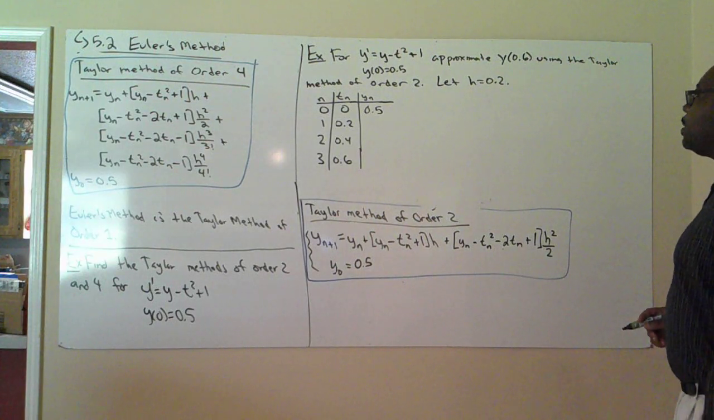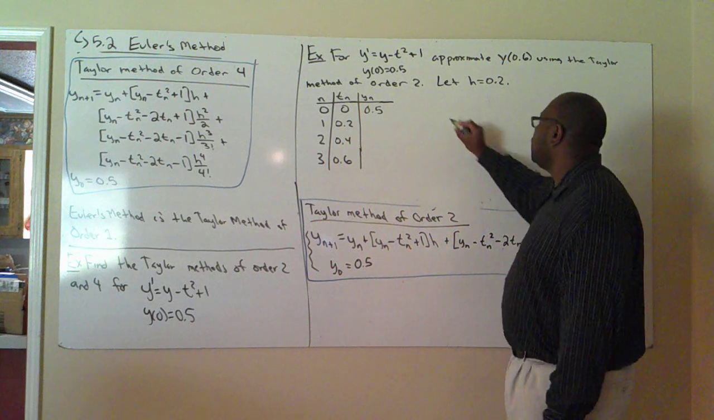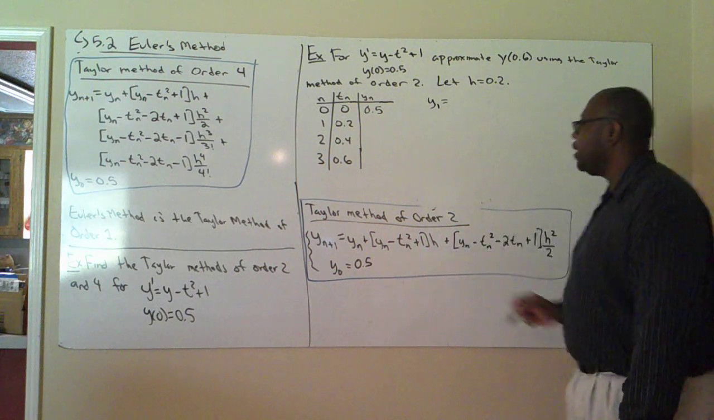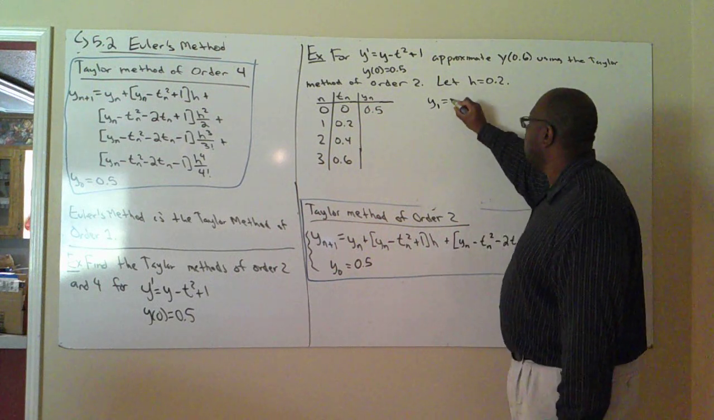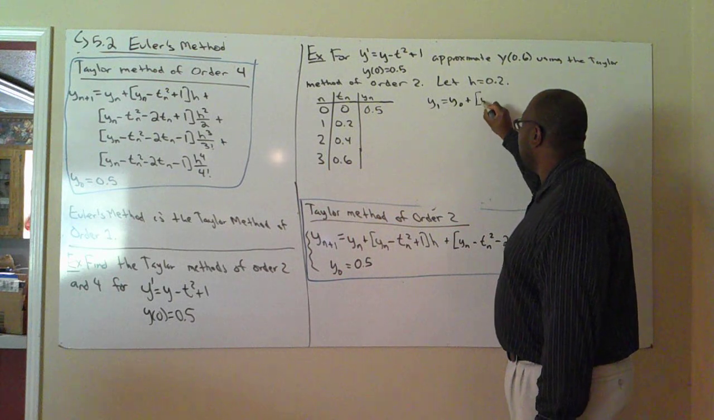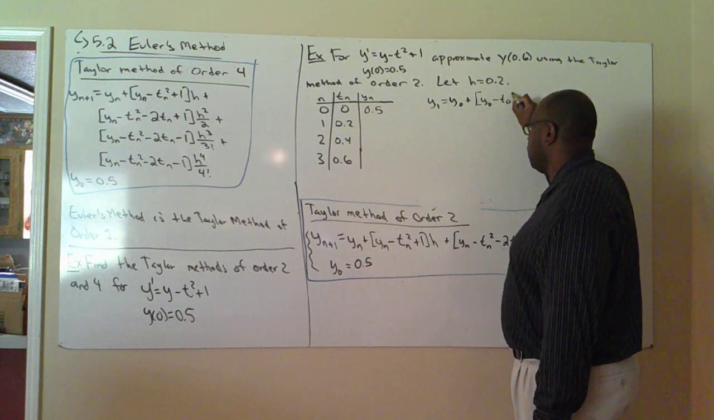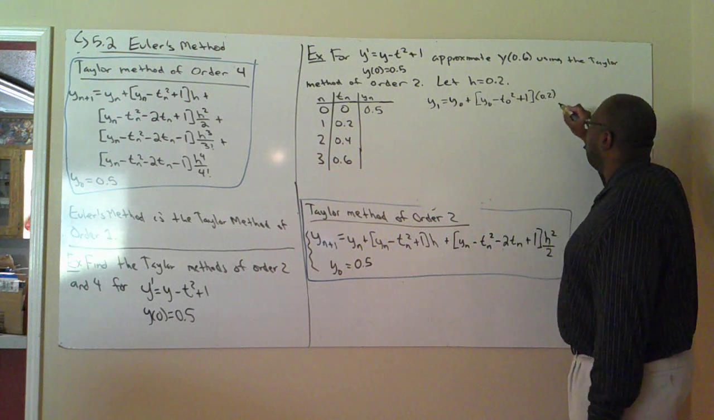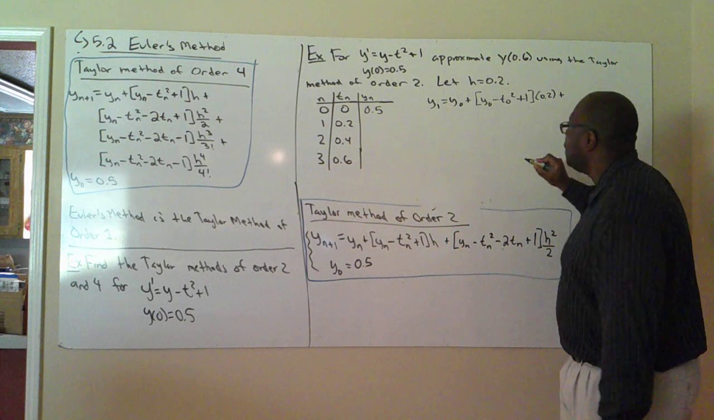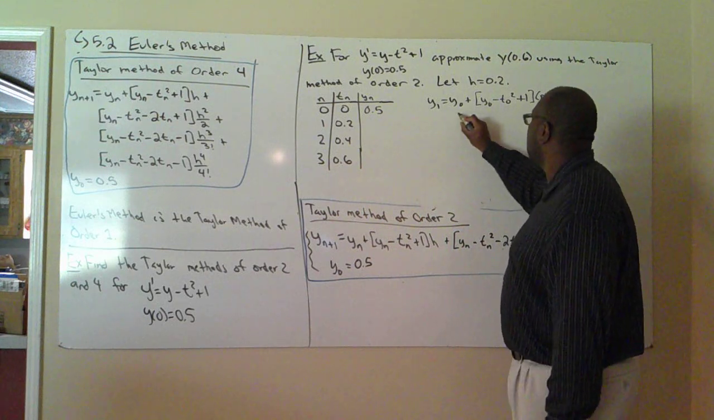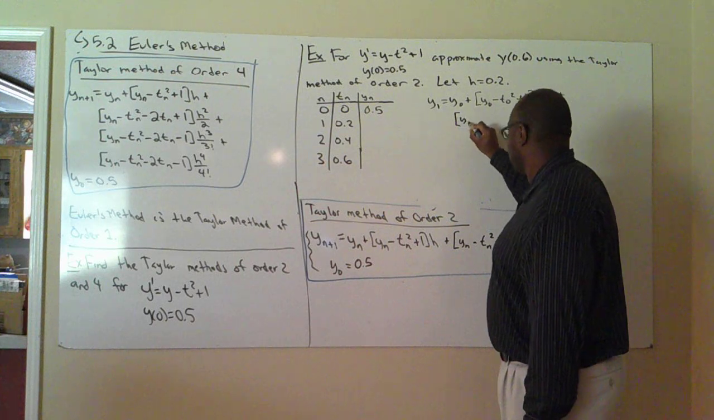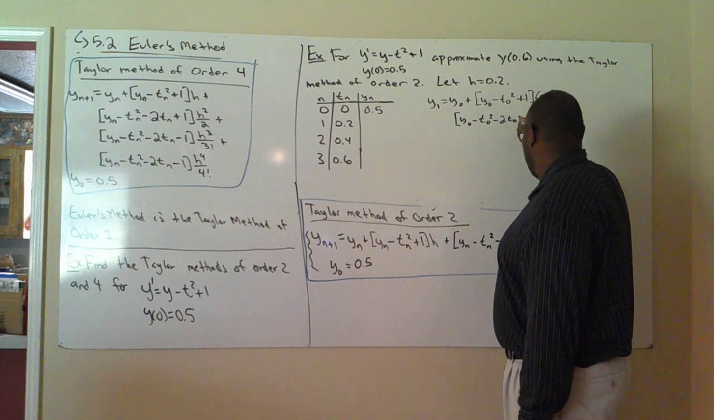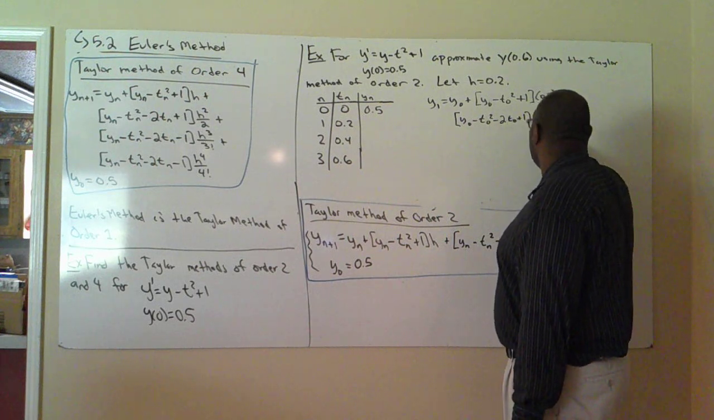So let's plug it in, see what we get. We do the first one, y sub 1, using this formula here. That is equal to y sub 0 plus y sub 0 minus t sub 0 squared plus 1 times 0.2, plus, oh my goodness, this is big, right? Plus the next term: y sub 0 minus t sub 0 squared minus 2 t sub 0 plus 1, times 0.2 squared over 2.